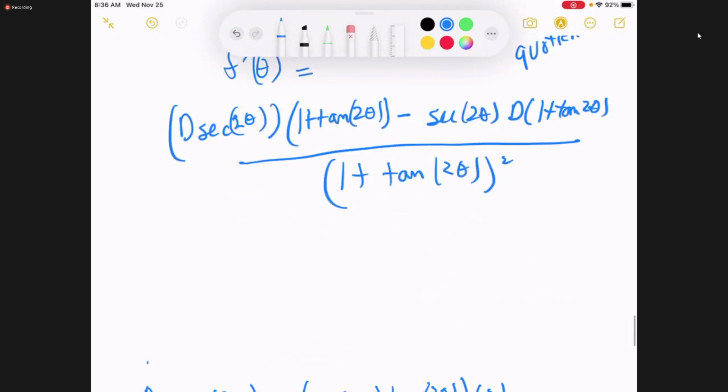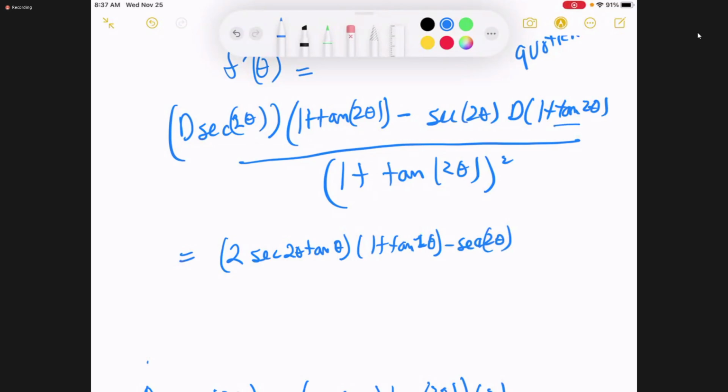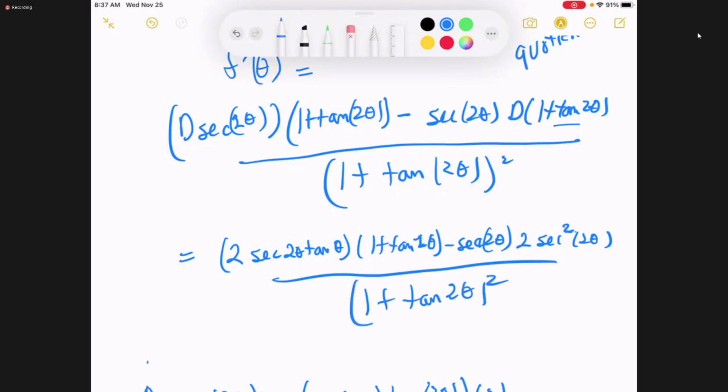Okay, so all this is equal to 2 times the secant of 2 theta, tangent of 2 theta, times 1 plus the tangent of 2 theta, minus the secant of 2 theta, times the derivative of 1 plus the tangent of 2 theta, and that's 2 times the secant squared of 2 theta, all over 1 plus the tangent of 2 theta, all squared.